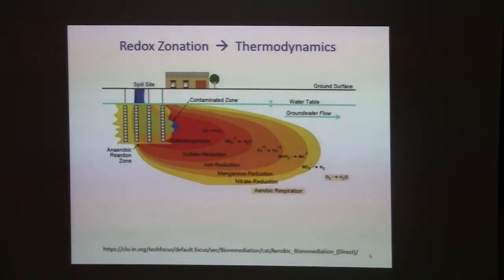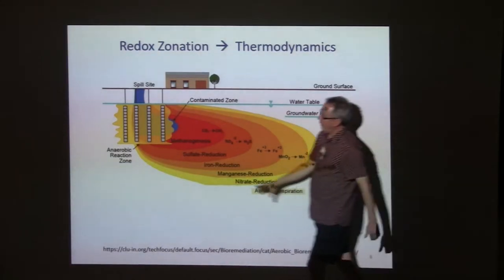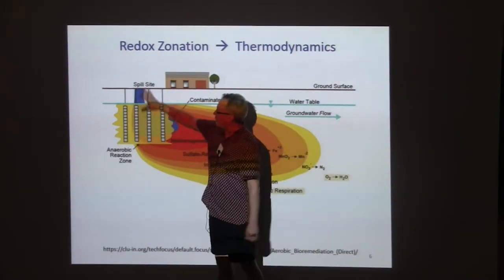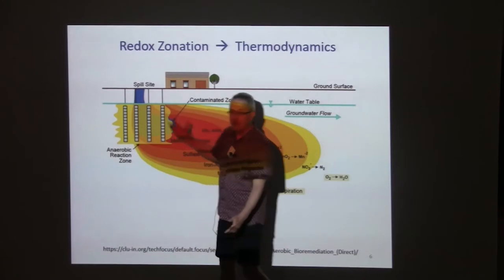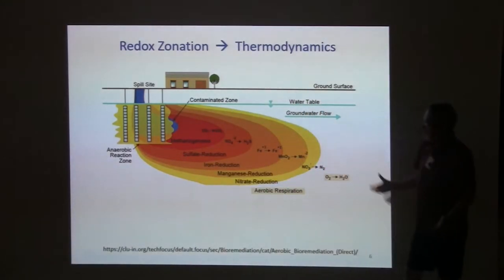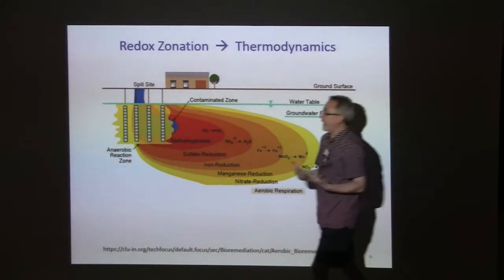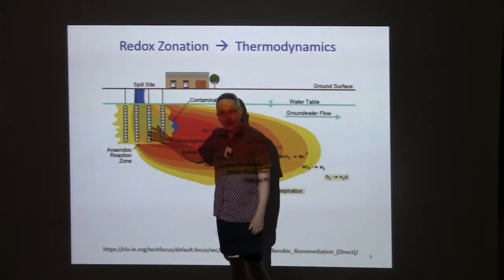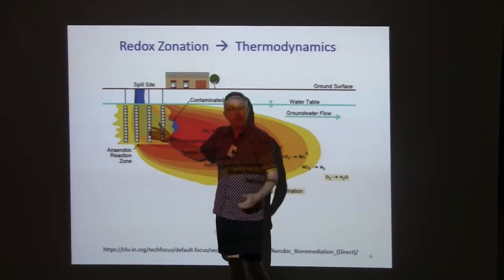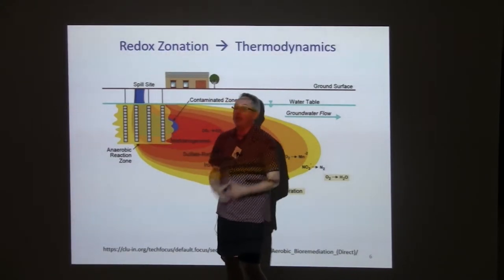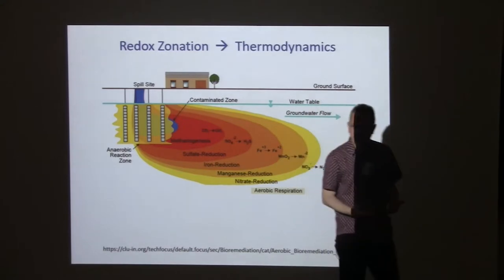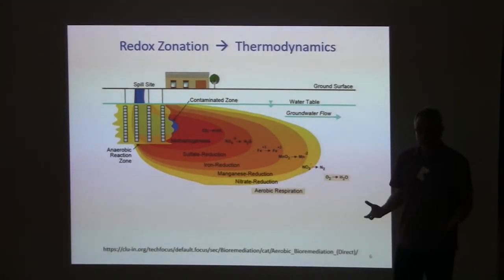And this is a classic picture. It's very schematic, of course, where you have a contamination. This is an organic contaminant. Could be benzene, could be DNAPLs, you name it. And so you're introducing into the subsurface an organic source, organic matter. But remember that organic matter is an electron donor. So it releases electrons. Electron donors or reducing substances create reducing conditions, right?